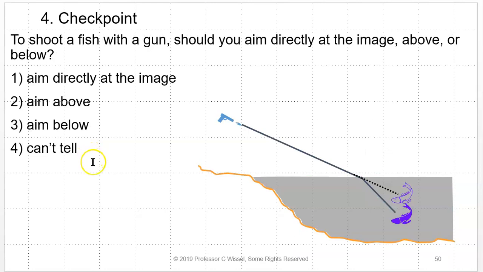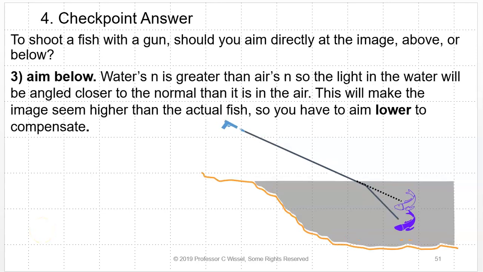Okay, to shoot a fish with a gun or to hit it with a spear, should you aim directly at the image, above or below? You aim below. Water looks shallower than it is. The fish is actually down here. It looks like it's here, but it will actually be about 30% deeper than it looks, because this is a higher index of refraction than this is, so the light's going to bend toward the normal when it encounters this interface. So you've got to aim lower.